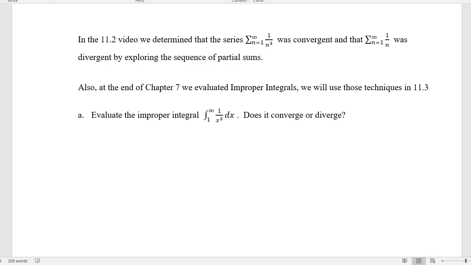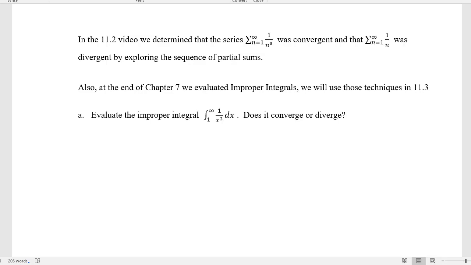Also, at the end of chapter 7, we had evaluated improper integrals, a couple of different types. One of them was looking at a horizontal asymptote, so going out from 1 to infinity in my limits of integration. The other type was where we might integrate over a vertical asymptote. We're just going to consider the connection to an infinite series here, so we're going to look at the type 1 improper integral.